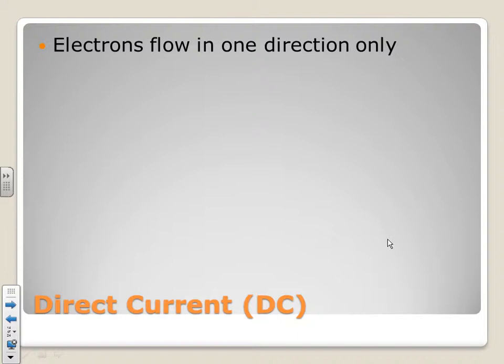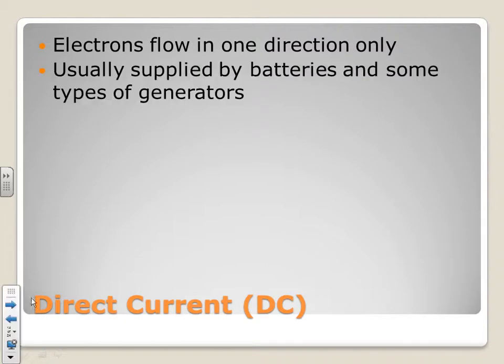Direct current, or DC, as its name would suggest, is electrons only flowing in one direction. So just like this circuit that we looked at earlier, electrons are always going to flow from the negative terminal of the battery back over to the positive terminal of the battery. And that's why direct current is generally supplied by batteries and certain types of generators. It's current because it's moving of charges, but those charges only flow in one direction.